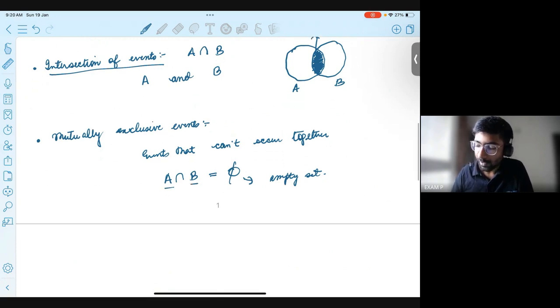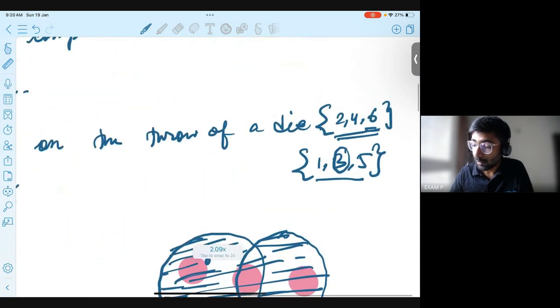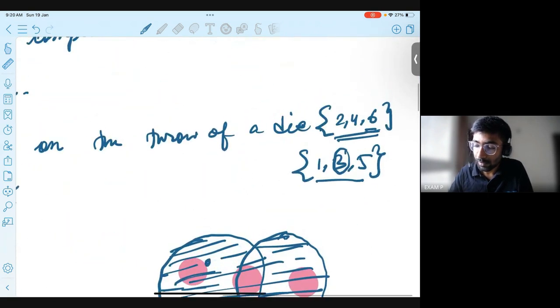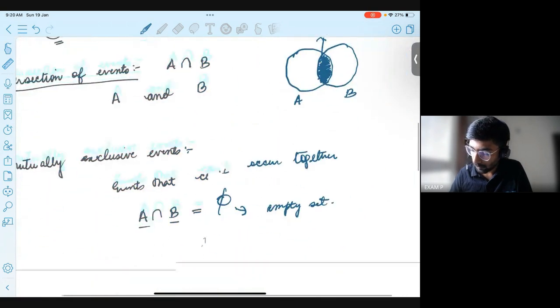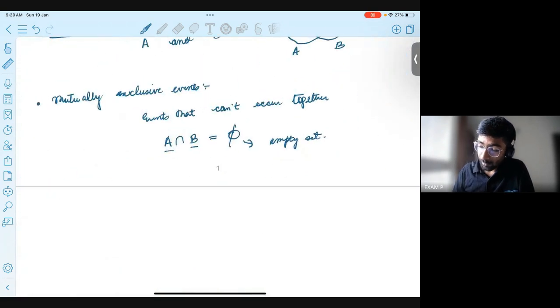Just for example, when I took this 1, 2, 3 and 1, 3, 5 and 2, 4, 6, none of these were common, right? All these were mutually exclusive because getting an even number and getting an odd number cannot happen at the same time when you throw a die, right? So these are called mutually exclusive events. Is that okay? When there is nothing in common, notationally the intersection should be a null set.